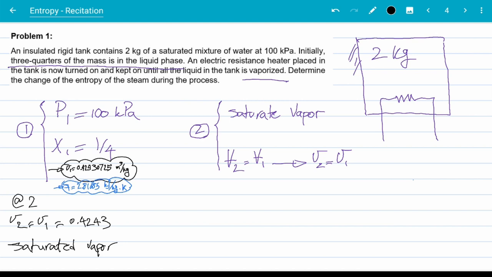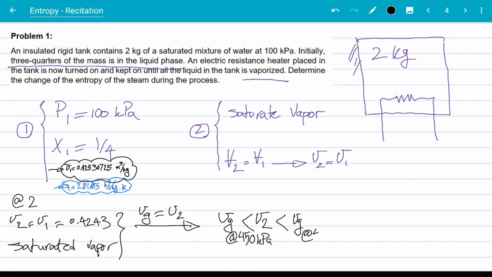This is at state 2. So from these two, I know what I need to do. I need to go check the tables for saturated vapors that have v_g equal to this number. So what v_g is equal to v2, and that will give me the state. If you check that, you will see that you don't get the exact number in the tables. So you need to do an interpolation. I noticed that my v2 is larger than v_g at 450 kilopascals and smaller than v_g at 400 kilopascals. So I need to interpolate between these two pressures, but I am more interested in the entropy at the second state. So I am going to do my interpolation using the specific volumes and the entropies of these two pressures.